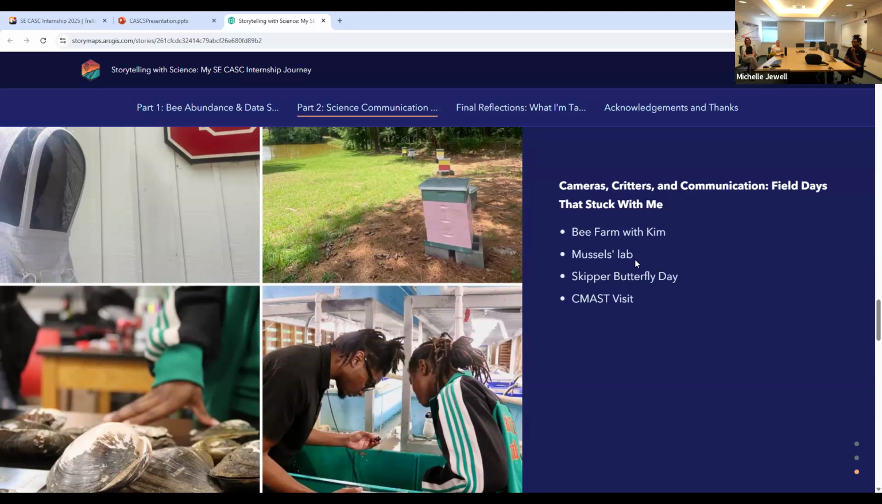While we were out there, we also visited NC State's coastal campus, CMAST, and we met with Jeff Buckel and his researchers. They're doing research related to North Carolina's fishes, and he gave us a little tour of the facility. We got to learn more about what the entirety of CMAST is.